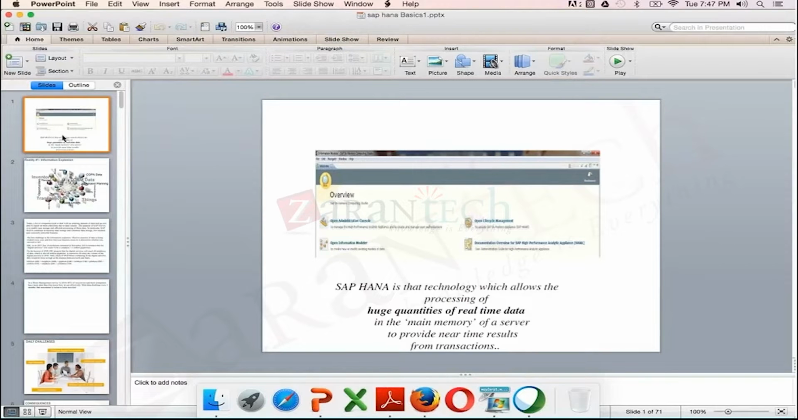Before moving on to all these details of HANA, let me start with what is SAP HANA and what is the necessity of SAP HANA to an enterprise.